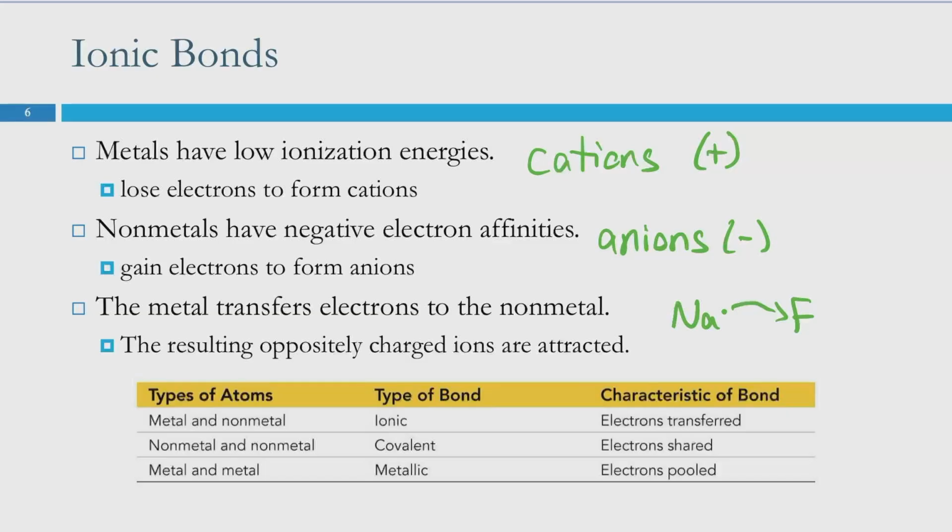So if this dot represents sodium's electron, sodium and fluorine might interact in this way. Sodium and fluorine are approaching each other. The sodium has this one electron in its valence shell, and fluorine really wants another electron, so fluorine takes sodium's electron. When that happens, we get a positively charged sodium, and we get a negatively charged fluoride. And since they're positive and negatively charged, they're attracted to each other.